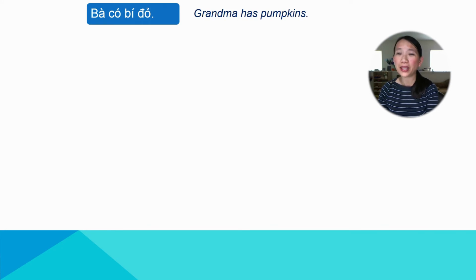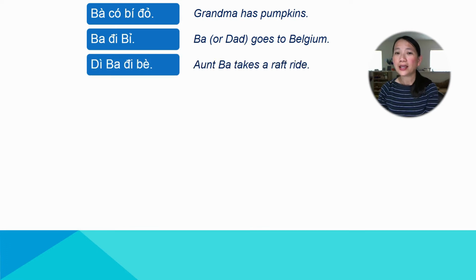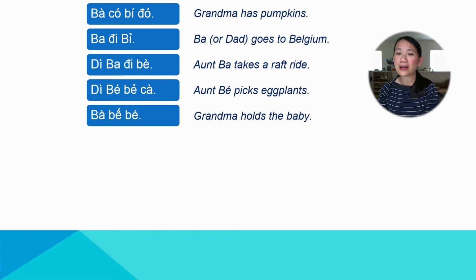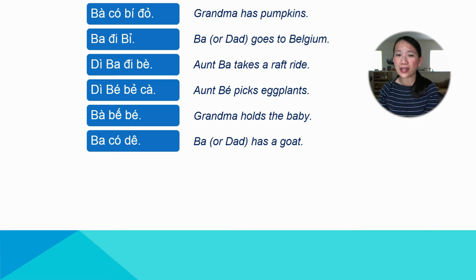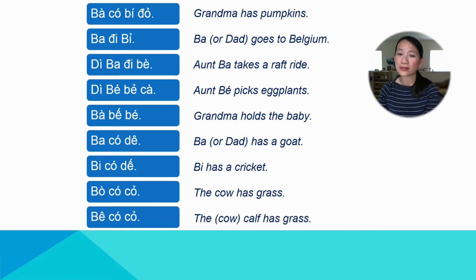Bà có bí đỏ. Ba đi bỉ. Dì ba đi bè. Dì bé bẻ cà. Bà bế bé. Ba có dê. Bi có dế. Bò có cỏ. Bê có cỏ.